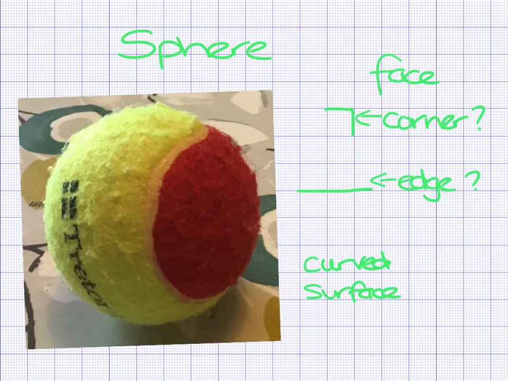Now we're looking at a sphere. A sphere is quite unusual because there's not actually any faces, because a face is generally a flat 2D shape, and if you flattened out a ball, you wouldn't get a regular shape. So there aren't any faces, there aren't any corners, there's no jaggy bits, and there's no straight edges. There's a curved surface, so there's one curved surface, but that's all there is.